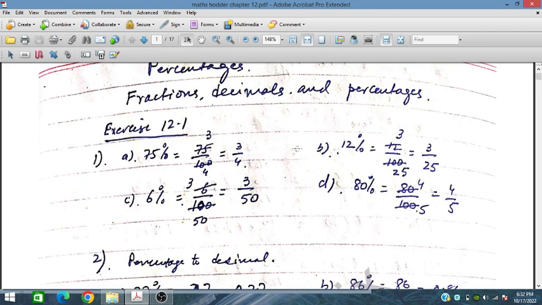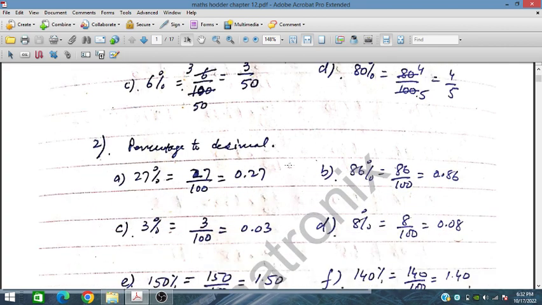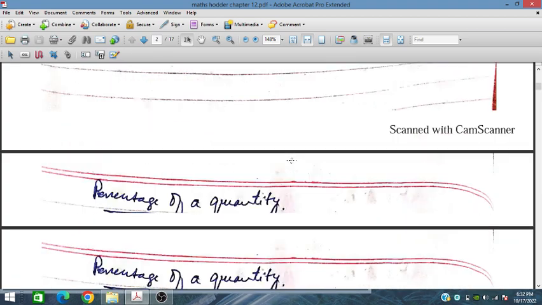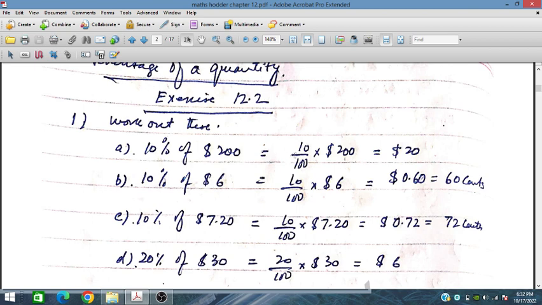In this exercise, we have developed percentages. We have converted percentage to fraction, and then percentage to decimal. Similarly, we have calculated some percentages of some values. For example, 10% of 200 is 10 by 100 into $200, so it's 20. 10% of $200 is $20. Similarly, 10% of $6 is 60 cents, or $0.60. For money we use 2 digits after the decimal, so that is 60 cents.